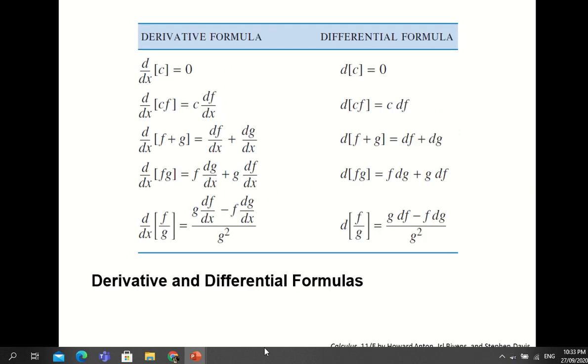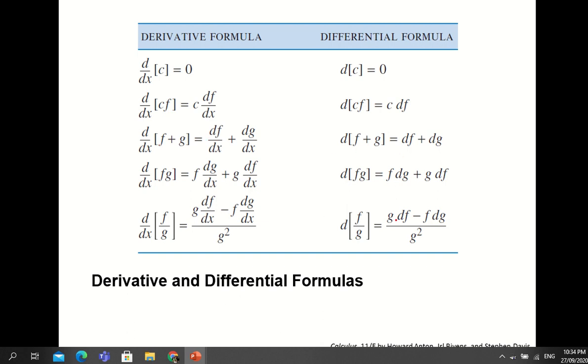Alright, so for the derivative and differential formulas, this is the summary, just to give you an idea of when we talk about differentials later on. This is how the formulas are written in terms of differentials. In the derivative formula, we have the derivative of a constant with respect to x equal to 0. In the differential formula, we have dc, meaning the differential of the constant, equal to 0. In constant multiple, we have the derivative of c times f with respect to x equal to c times the derivative of the function with respect to x. Here we have the differential of c times f equal to c times df. Okay, and so on and so forth.